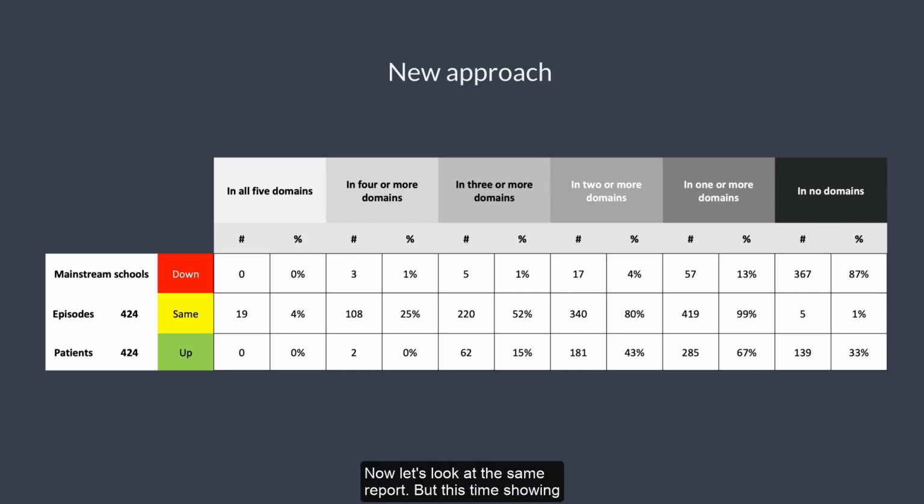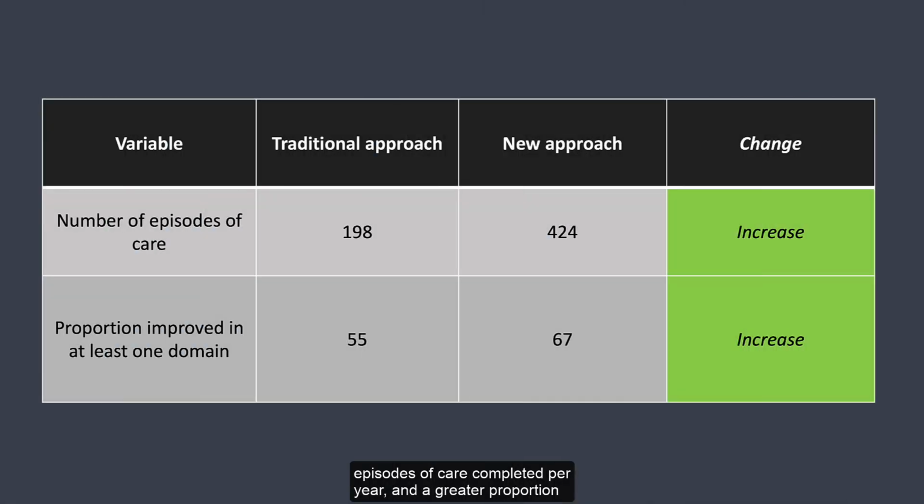Now let's look at the same report, but this time showing the data collected when the service was using the new approach. And in this case, we can see that there were 424 episodes of completed care and a 67% improvement in at least one domain. So now we have our information. There have been more episodes of care completed per year, and a greater proportion of individuals are improving in one or more domains. It looks positive, but correlation is not causation.